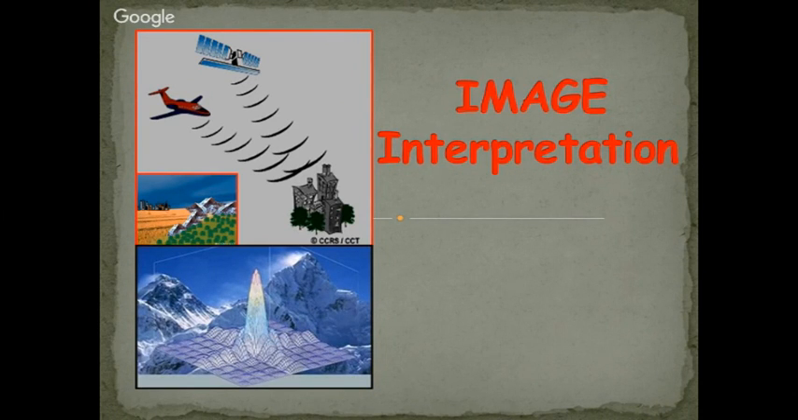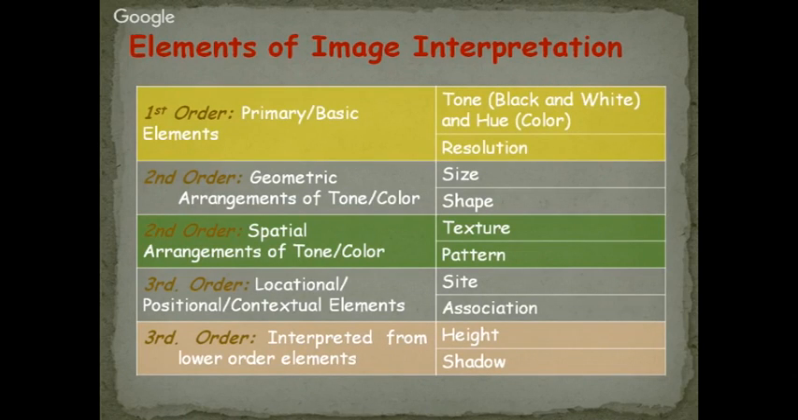Now, these were the standardized procedures which we use to interpret the reflectance behavior. But now how is this interpretation, extraction of information, actually done? There are certain elements which we take into consideration for analyzing various surfaces. So we have different orders of elements which are used for interpreting satellite images.